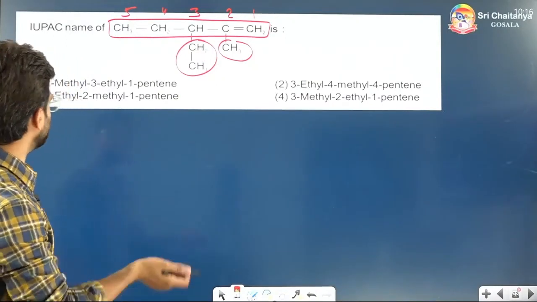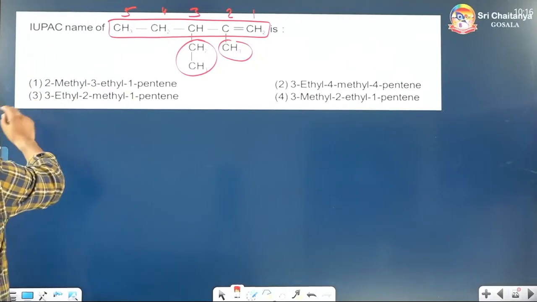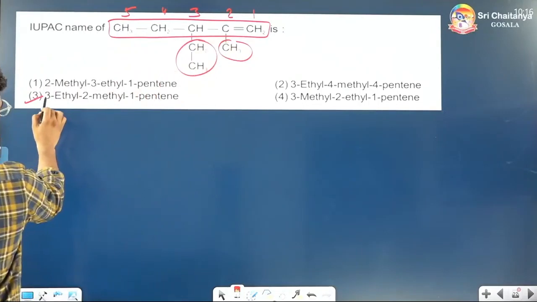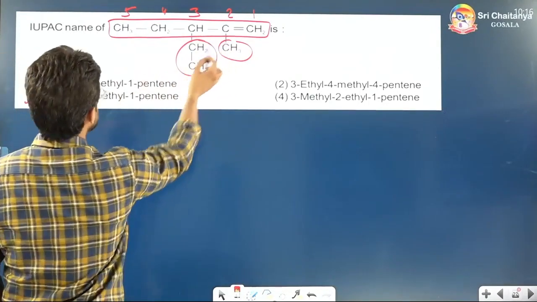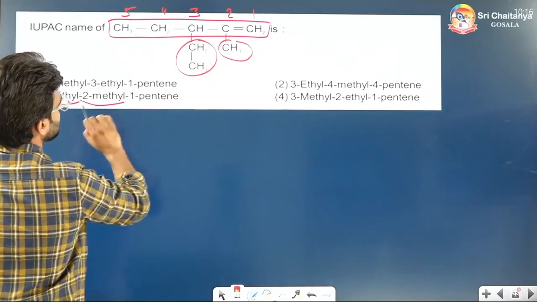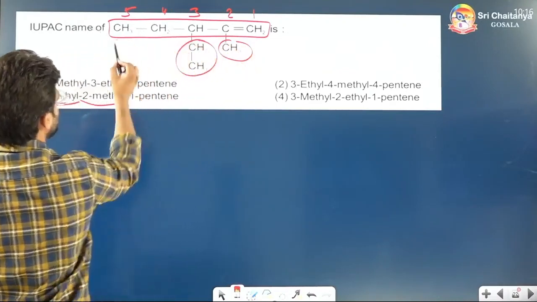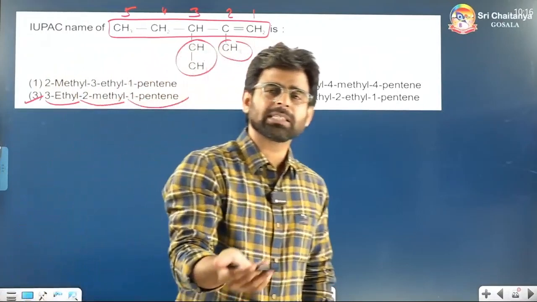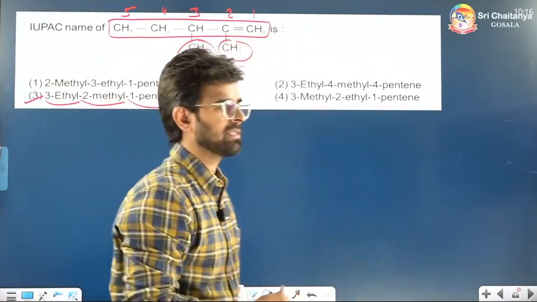Okay, let us check the third option. 1, 2, 3, 3-ethyl. Yes, 2-methyl. And how many carbons? 1, 2, 3, 4, 5. Yes, beta, pent-1-ene. They are writing 1-pentene or you can say pent-1-ene. Fine, the third is the right answer.